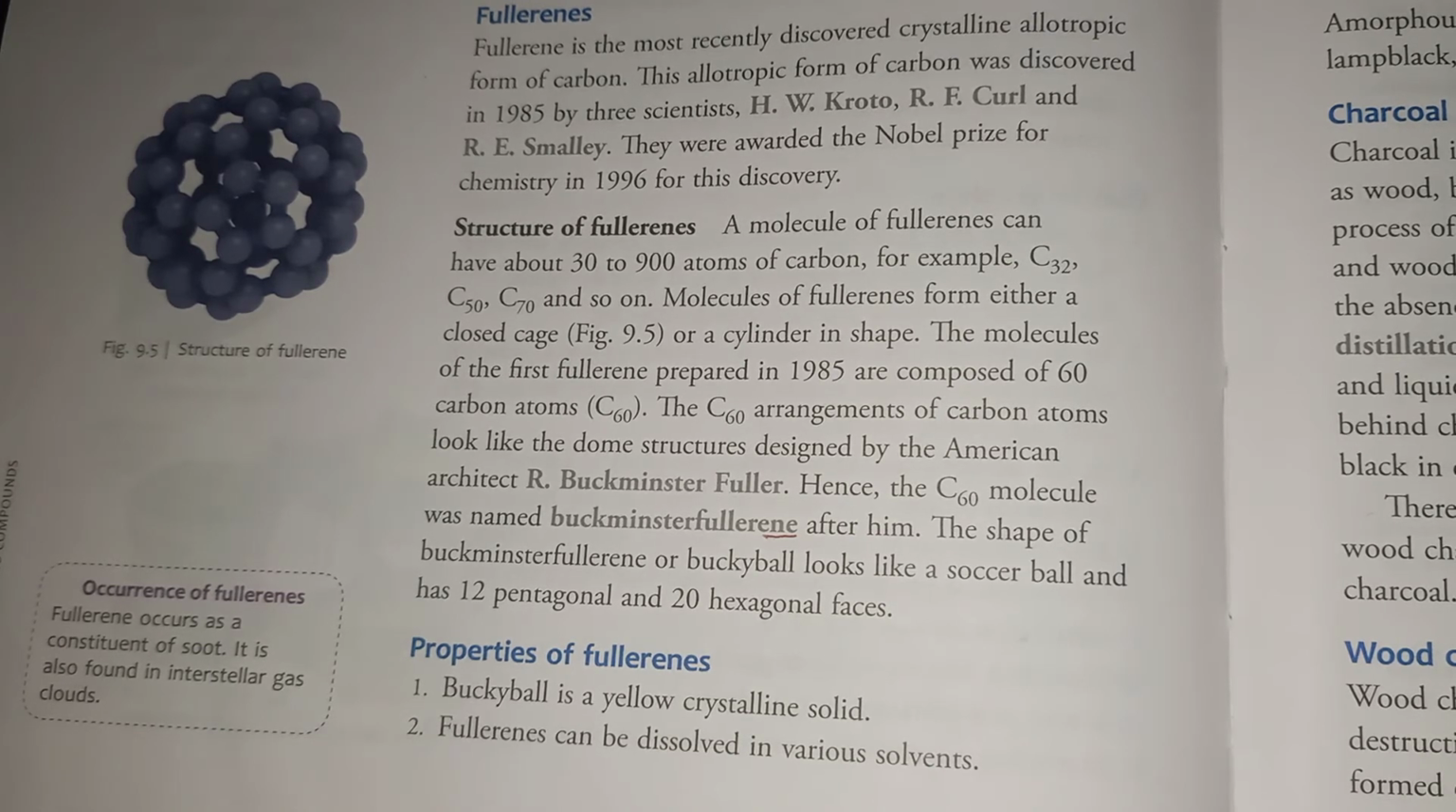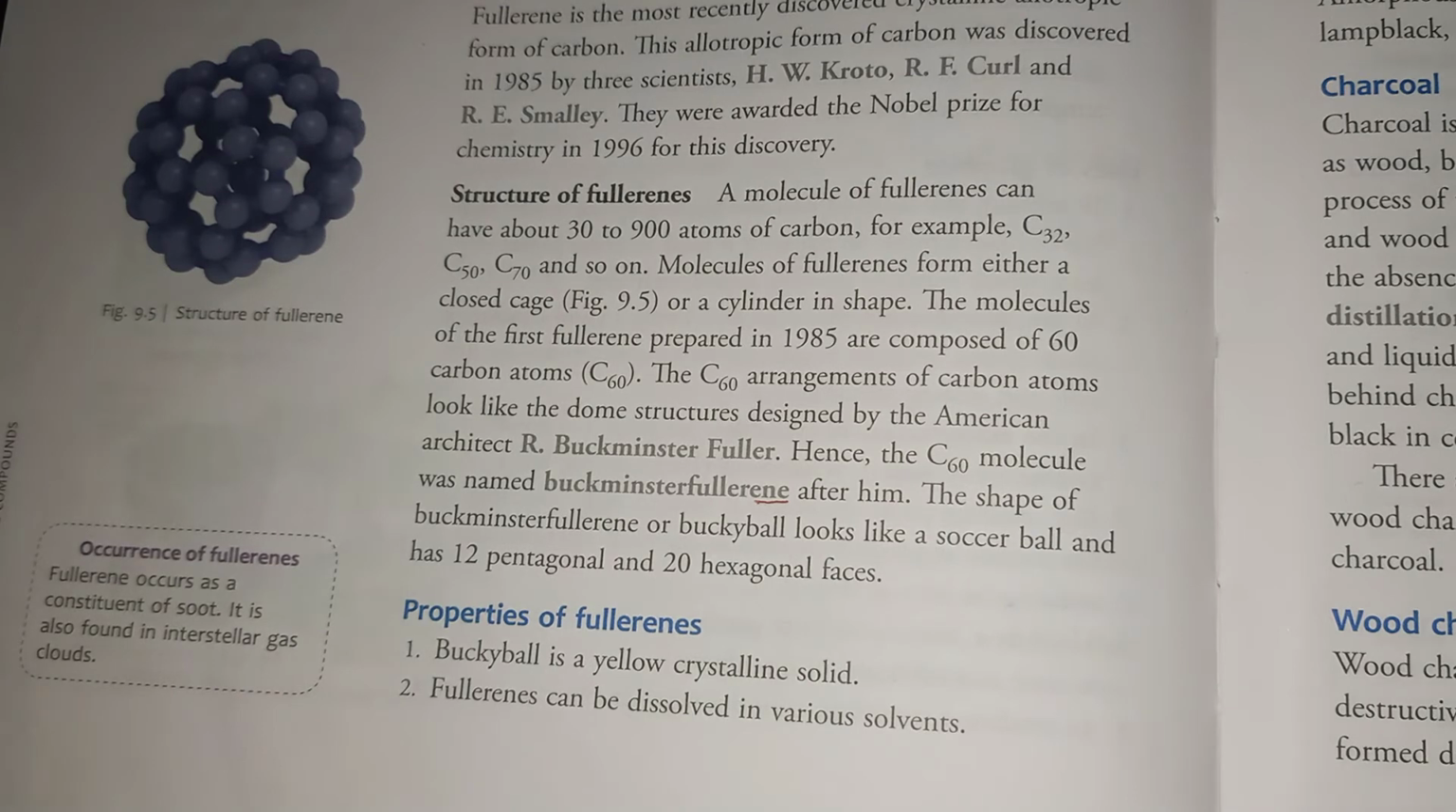Now these fullerenes are found in soot. They are also found in interstellar gas clouds in space. Some of the important properties of fullerenes are, for example, we talk about buckyball, which is the famous fullerene made up of 60 carbon atoms. Now buckyball is a yellow crystalline solid.